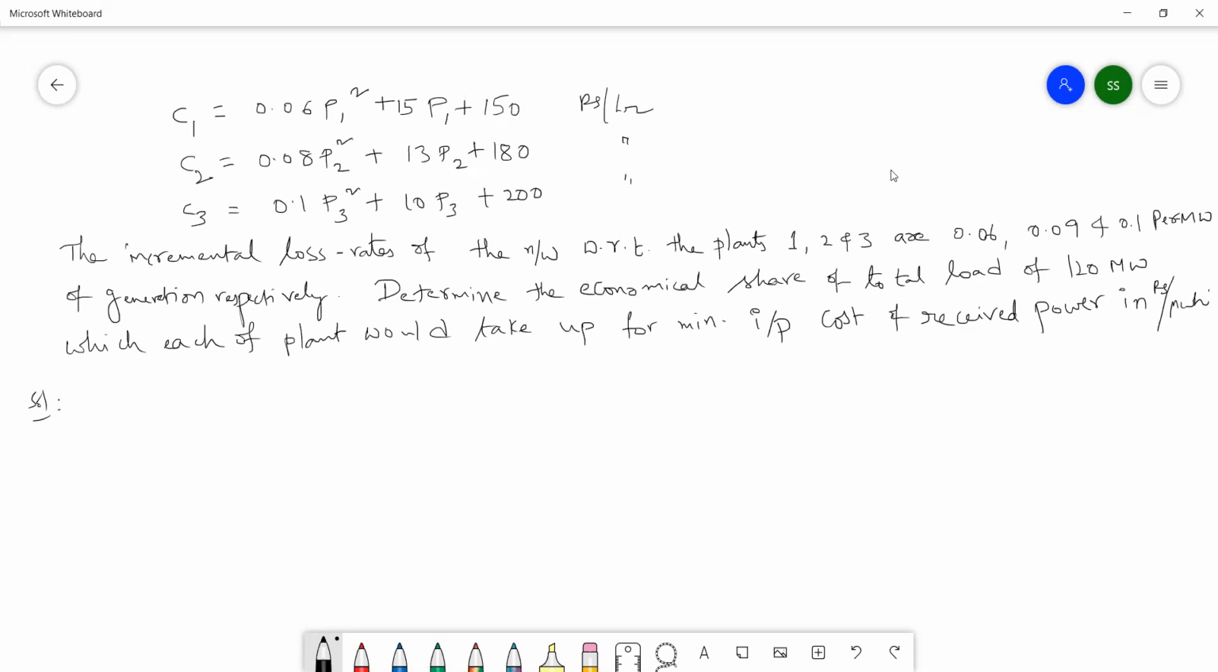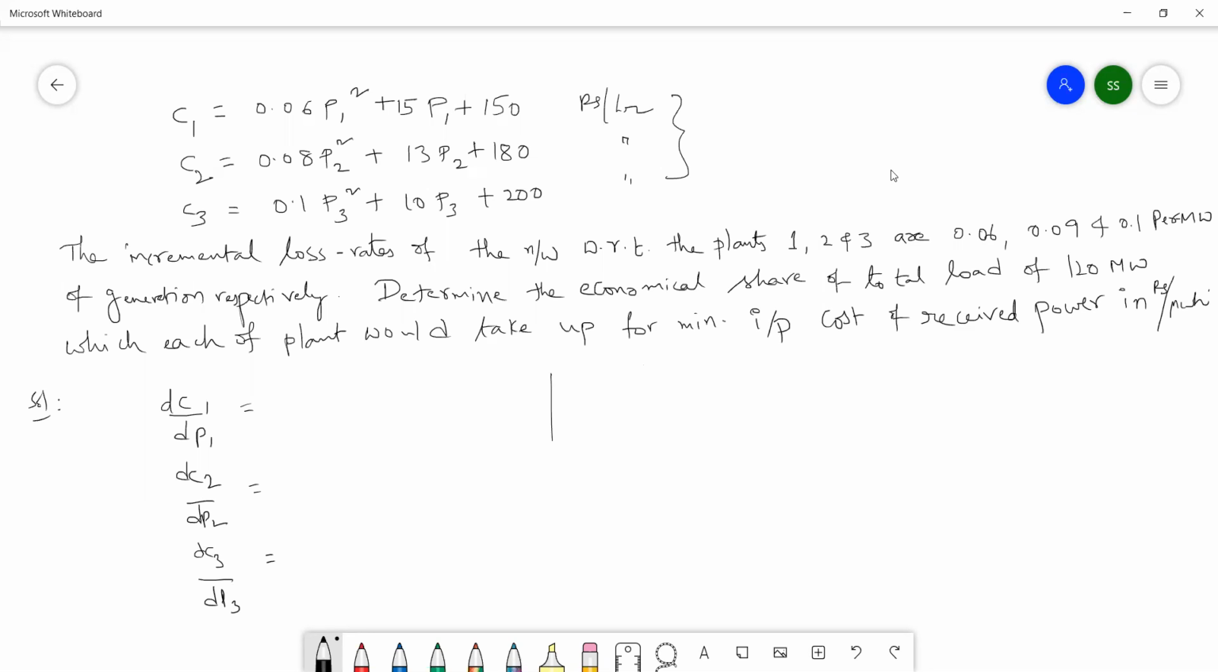Will you do this? You just need to take the differentiation. I will give the procedure, right? You try to solve it. As per the given data, you have to write all these equations and make them incremental costs by differentiating with respect to the corresponding dP1, dP2 and dP3. Right, now you have obtained the incremental cost from the given equations.